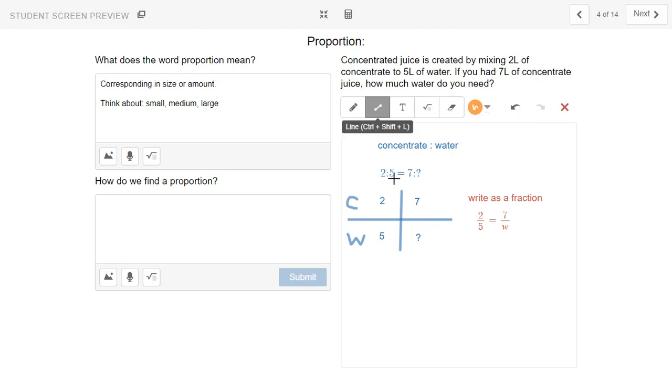Next, we are going to take our numbers and cross multiply. So when we cross multiply, we're taking the lower value and multiplying the upper value across the way. In our situation, we have 2 times W, that gives us 2W, and on the other side of the equal sign, we have 5 times 7, so that's 35.